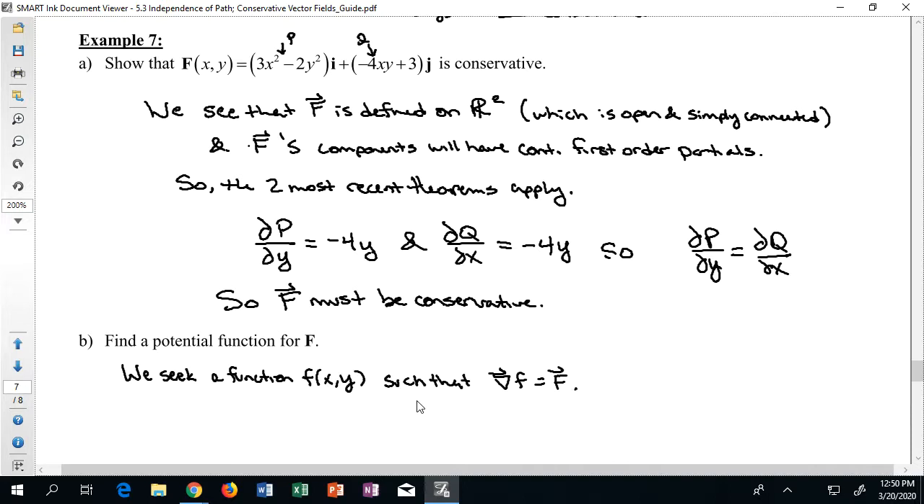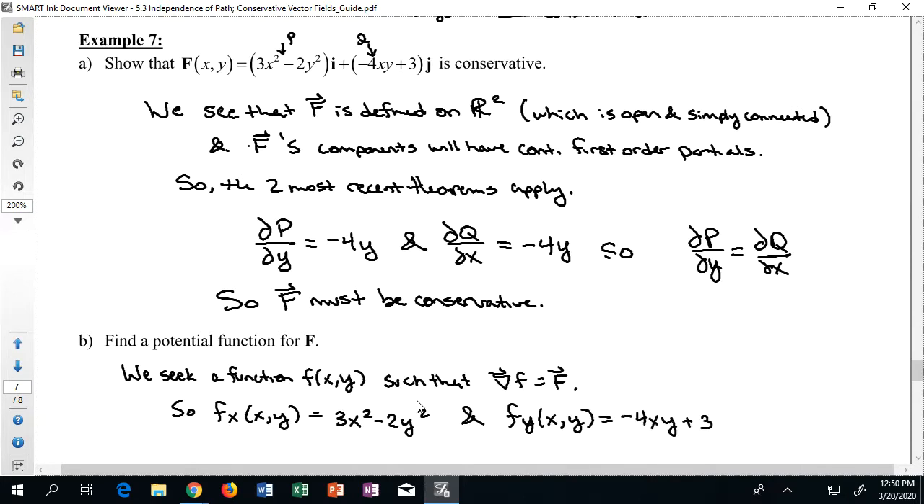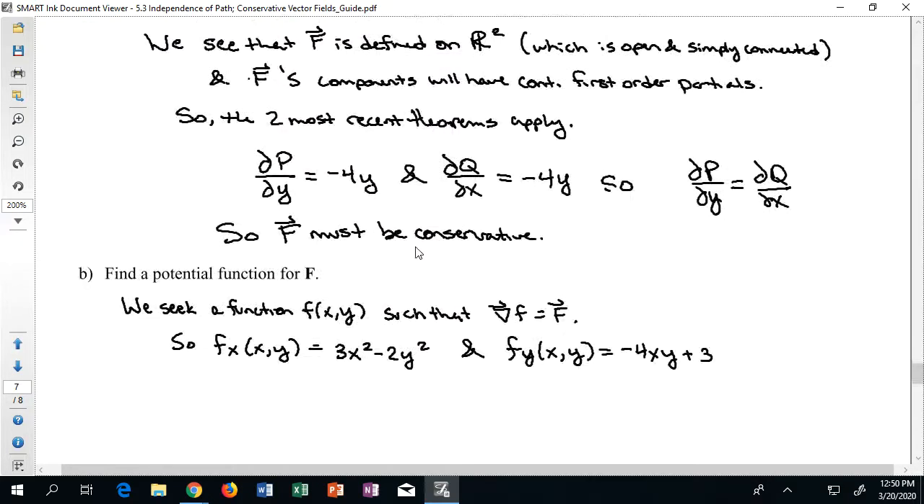So automatically we know a couple things. We need the partial derivative with respect to x of our function to come out to be what that P is, that 3x squared minus 2y squared. And we also need that partial with respect to y to come out to be equal to what Q is. So here's what I'm going to go ahead and do. I'm going to deal with very specifically that partial with respect to x and see what I can do with it.